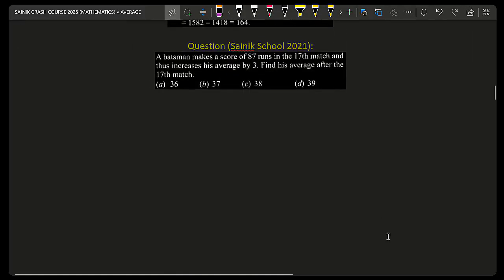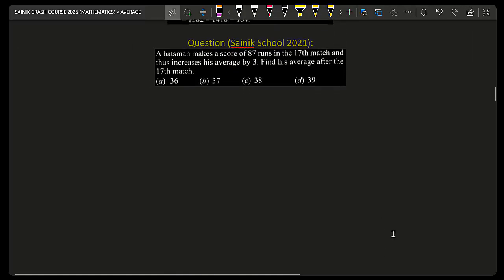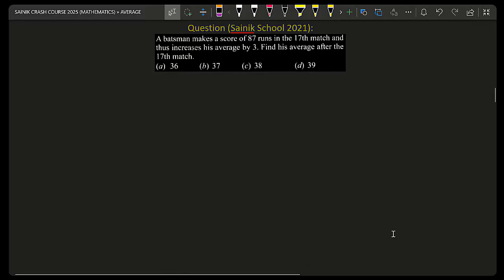Next question is this. A batsman makes a score of 87 runs in the 17th match and thus increases his average by 3. Find his average after the 17th match. Who will answer this question?